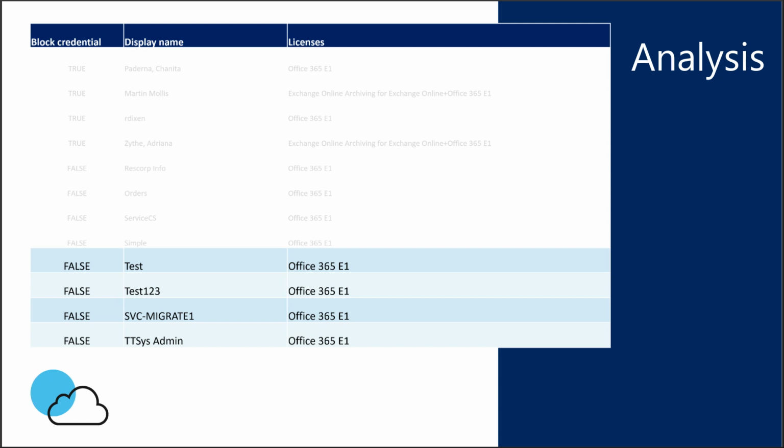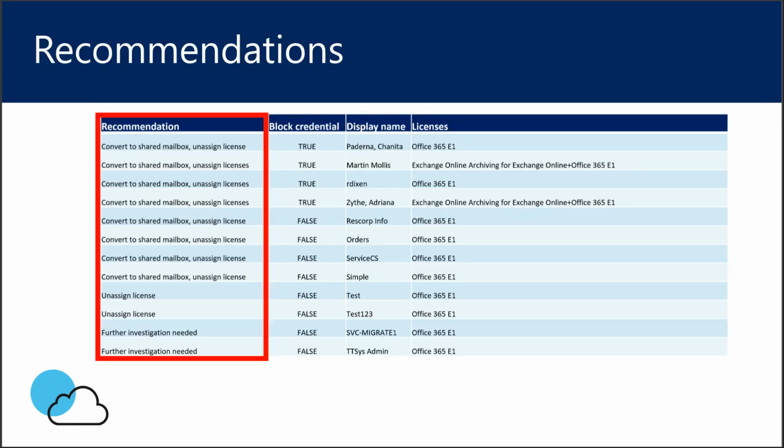So our analysis really goes and looks at how all the licenses in an environment are being used. And then we would come up with our recommendations. In this example, for the folks that have their credentials blocked, we would recommend unassigning the licenses. And if the data needs to be saved, then we can look at converting their emails to shared mailboxes so the necessary data can be preserved.